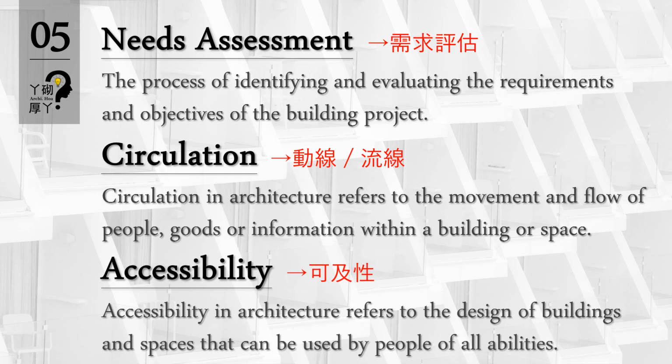Accessibility. Accessibility in architecture refers to the design of buildings and spaces that can be used by people of all abilities.